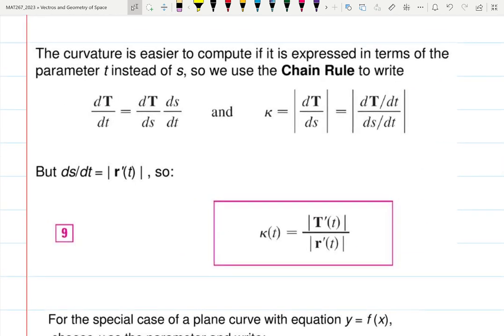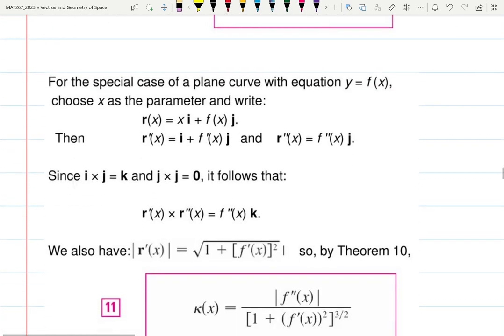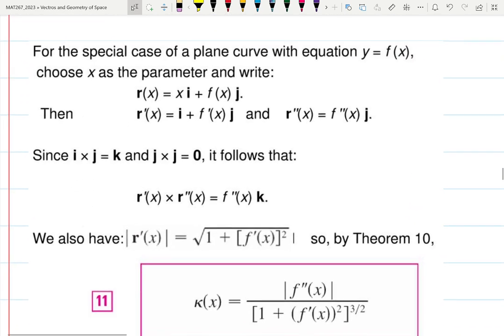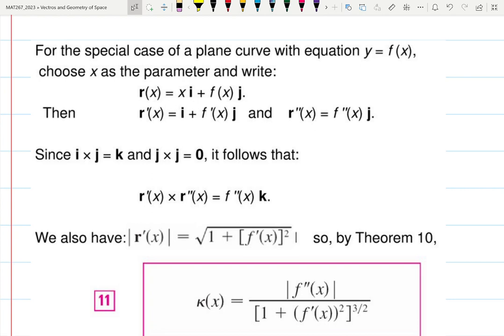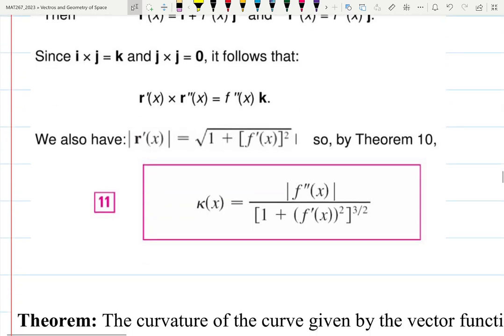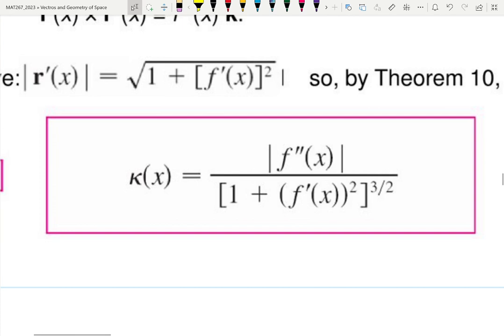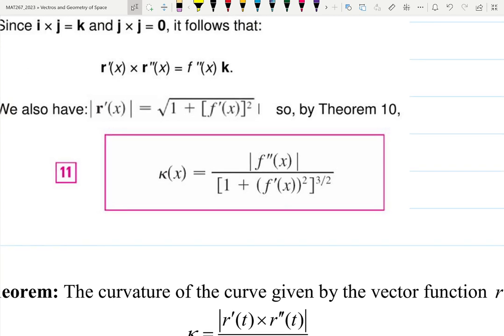You don't have to write this down. The curvature is easy to compute if you express it in terms of the parameter t. So we use chain rule. And that's exactly how this formula was created. We just wrote it down. Chain rule is everywhere. For the special cases of the plane curve with the equations given, you can always rewrite it also this way. Yeah, that's not easy to memorize, but the second derivative is involved. That makes sense because the second derivative is about concavity.